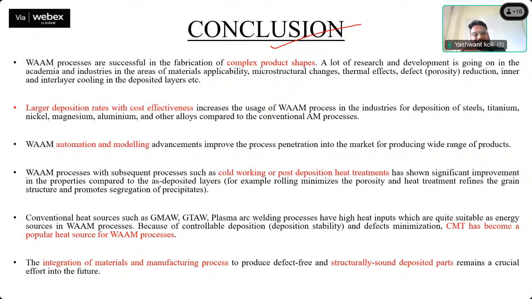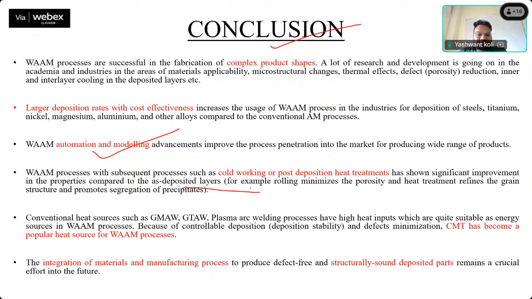So that we have already discussed. The VAM process is successful in fabrication of complex product shapes. Large deposition rates with cost effectiveness increase the usage of the VAM process in industry, and deposition of steel, titanium, nickel, magnesium, aluminum can be done. So VAM automation and modeling advancement improves the process penetration.